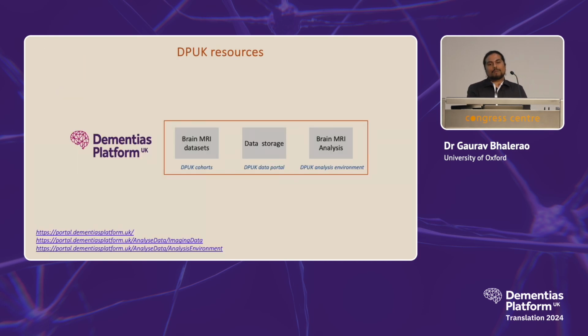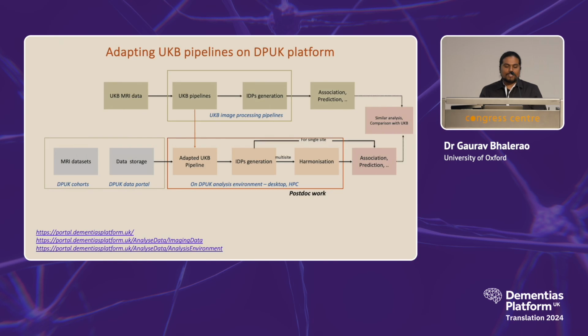Now, coming back to Dementias Platform UK, it is a wonderful resource, and it hosts a data portal which has dementia data sets. These dementia data sets also have MRI data, and DPUK also provides a remote analysis platform to perform the analysis. So actually, DPUK addresses the two challenges that I spoke of: how do I access the data and where do I do the analysis. So leveraging the potential of both UK Biobank and DPUK, in my postdoc work, I tried to integrate and adapt UK Biobank brain imaging pipelines on the DPUK platform.